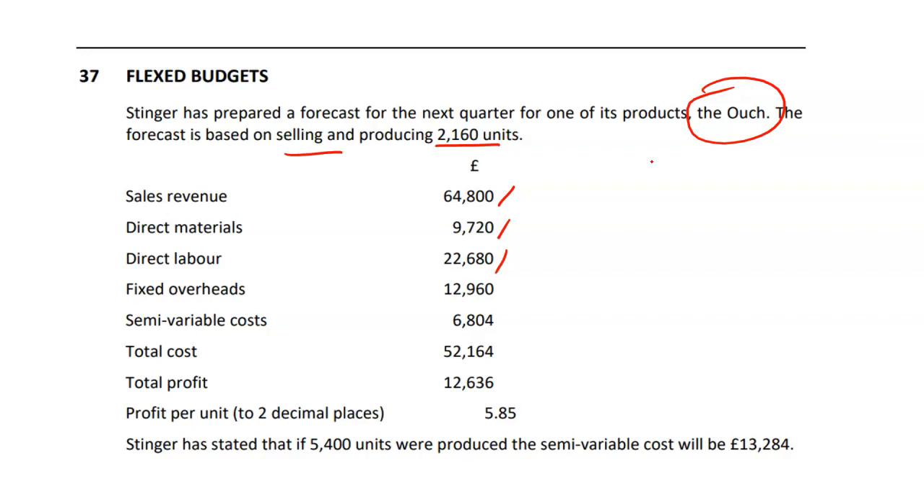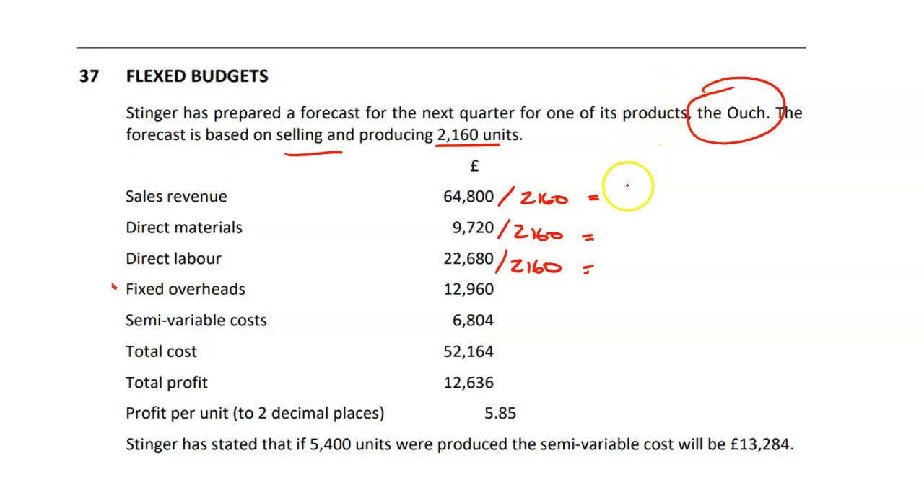So 6,408. I'm just dividing all of these by 2,160. And this is what I almost want you to do when you get this question. Just find what the unit selling price and unit cost is. We don't do this for fixed overheads because fixed overheads are fixed. They don't vary. And semi-variables, we need to use a slightly different method. So if I do these first, I'll use a different pen color as I go ahead to remind you.